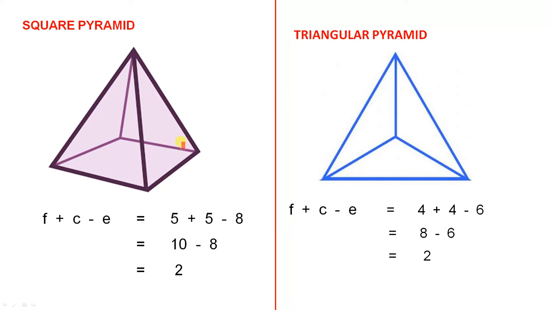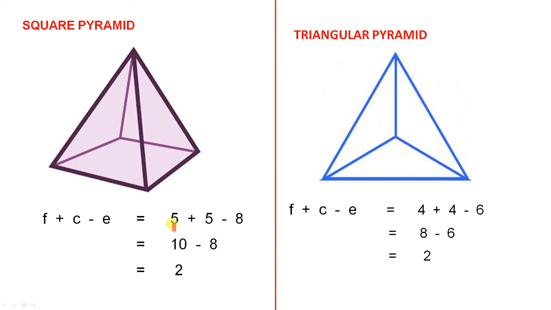Let's look at the square pyramid. The reason we call it a square pyramid is because the base is a square, and a pyramid, it comes up to an apex or a sharp point here, and each of those sides here that go up, they're triangles. So that's a square pyramid.